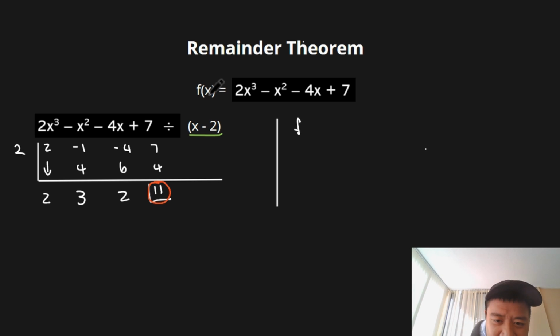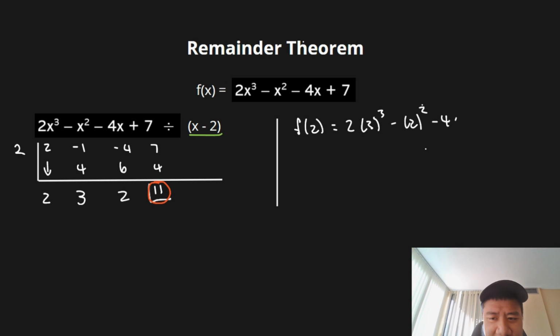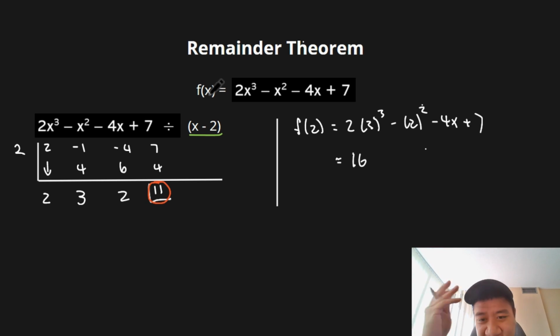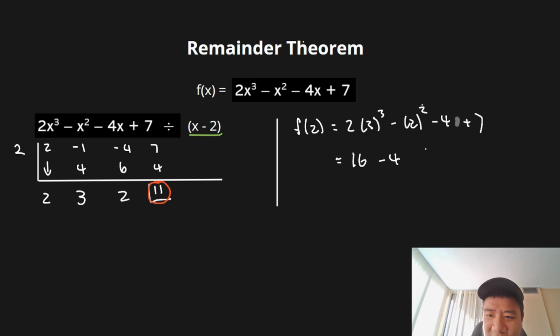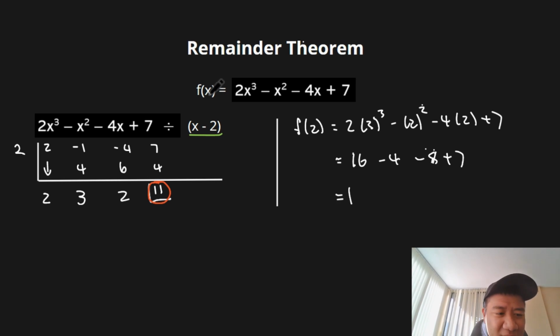So I'm going to write that over here. f of 2 equals 2 times 2 cubed minus 2 squared minus 4 times 2 plus 7. This gets us 16, since 2 cubed is 8 times 2 is 16. And then 2 squared is 4. Oops, we should be subbing in 2 here. Minus 8 plus 7. And this turns out to be 11.